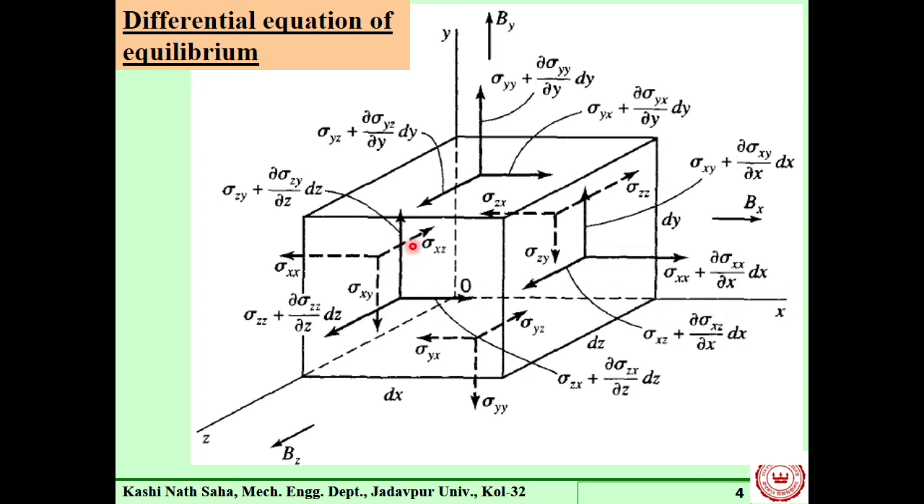So these three quantities sigma xx, xy and xz, here we have derivative with respect to x. This is clear? Okay, what will happen for our sigma yy, yz, yx? This is variation along y because we have moved by a distance dy along y. So we are taking derivative with respect to y, and this is multiplied with this distance dy.